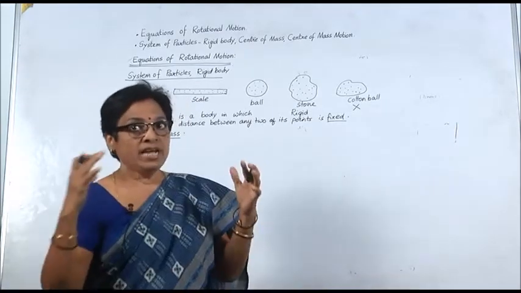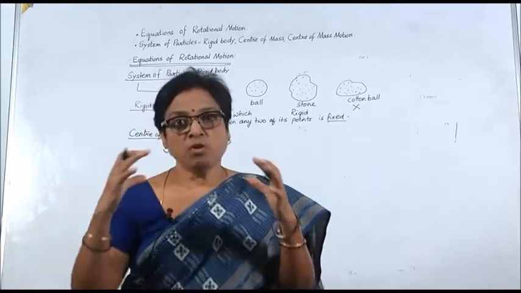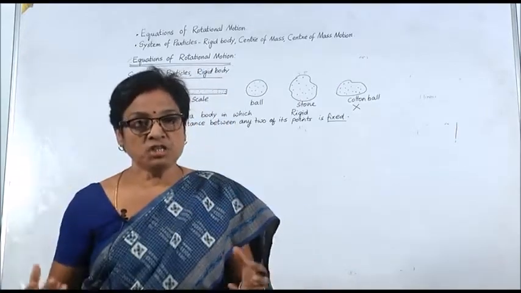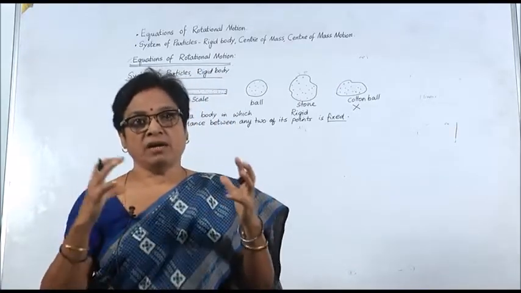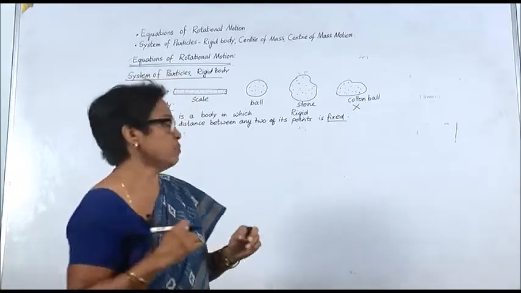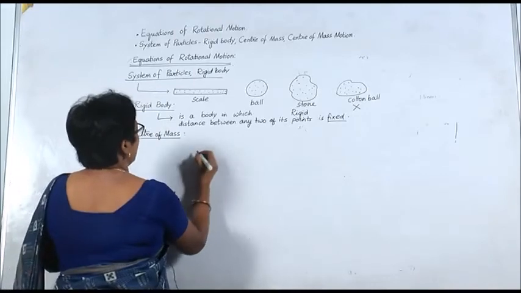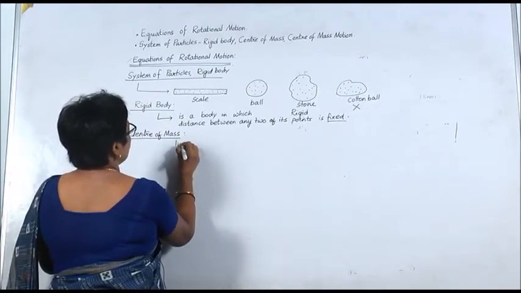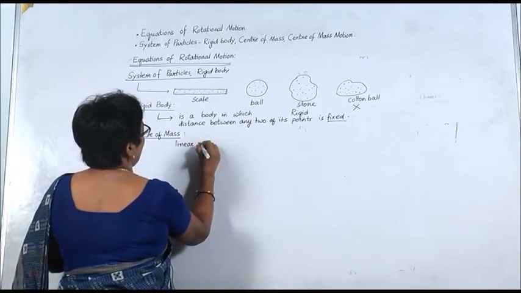Now when I am talking about a rigid body or any body as such, it has a dimension, it has a length, breadth, height, or it may have some shape. So all these things are possible. So in that case, what are the different types of motion it can have? It can have a linear motion.